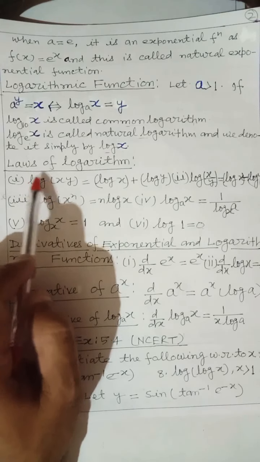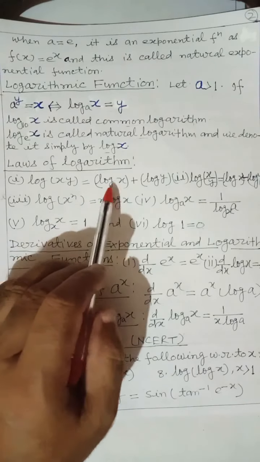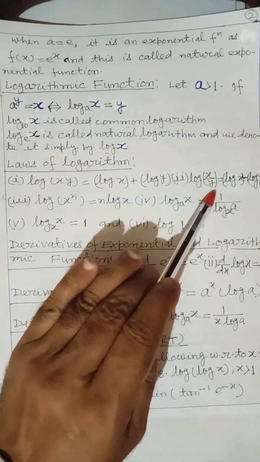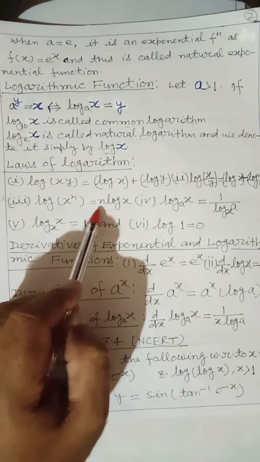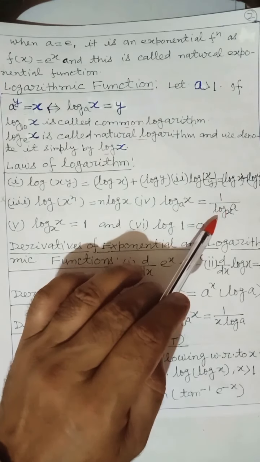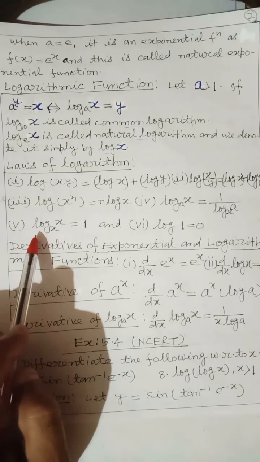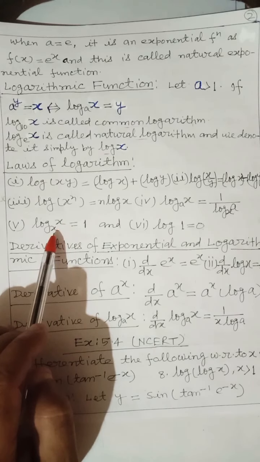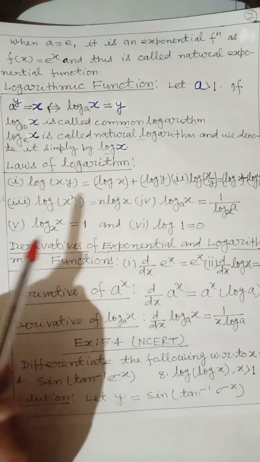Now we discuss the laws of logarithm. First, log xy equal to log x plus log y. Second, log (x by y) equal to log x minus log y. Third, log x to power n equal to n log x. Fourth, log x to the base a equal to log x by log a, that is 1 by log a to the base x. Here log x to the base x equal to 1 and log 1 equal to 0.